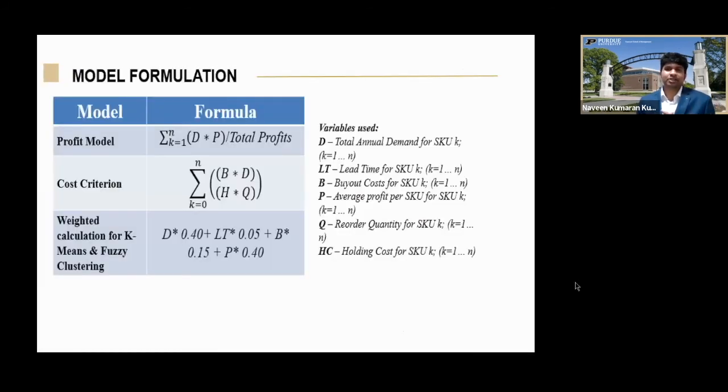This slide gives a snapshot of the different formulas which we used while modeling. As you can see over here, almost 80% of the weightage was given to demand and profit, and the remaining was given to lead time and buyout cost.